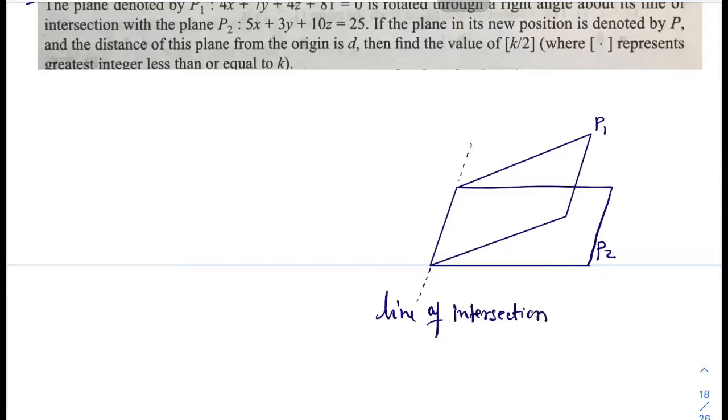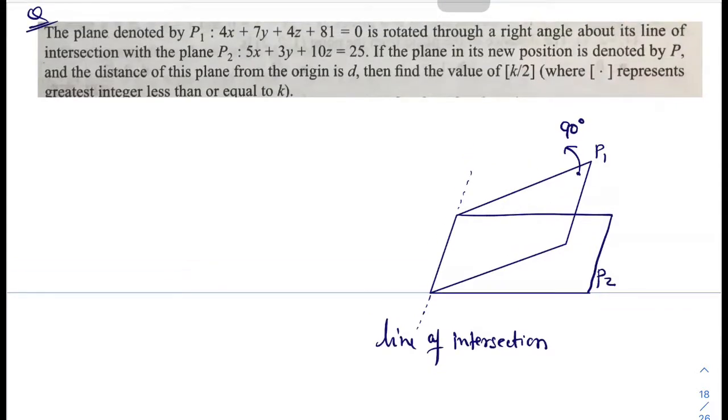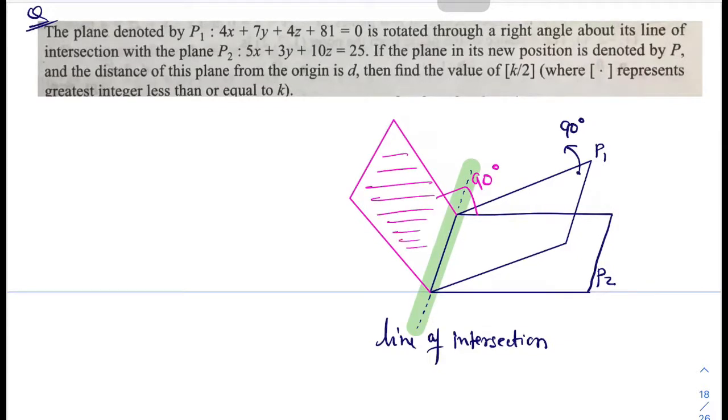So what we are doing, we are rotating this plane by an angle of 90 degrees about this line of intersection, only about this line of intersection. So let us say the new position of the plane becomes like this. So what is the angle between these two planes? The angle between these two planes is 90 degrees. You can easily visualize that we have to write the equation of this new plane.